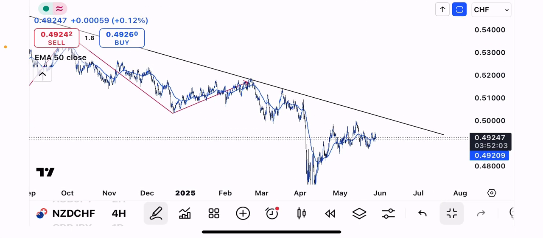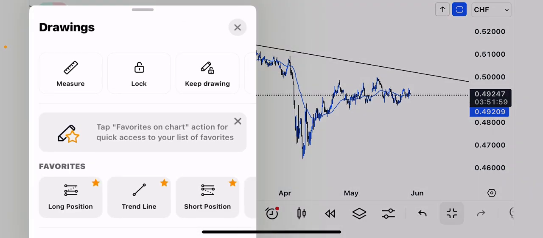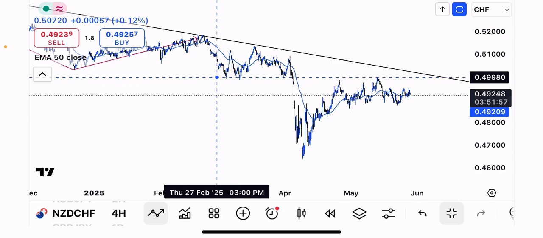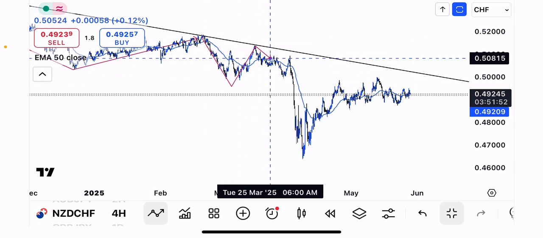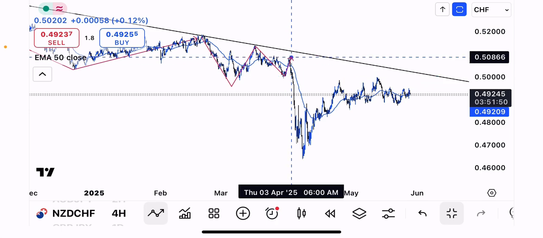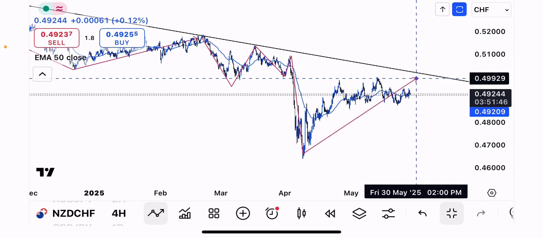So you can see that from this section, price retested this level here, pushed to the downside, came back up, retested it again, pushed it down, came back up, retested it again, then pushed it down. Now it's coming back up to retest the level again.